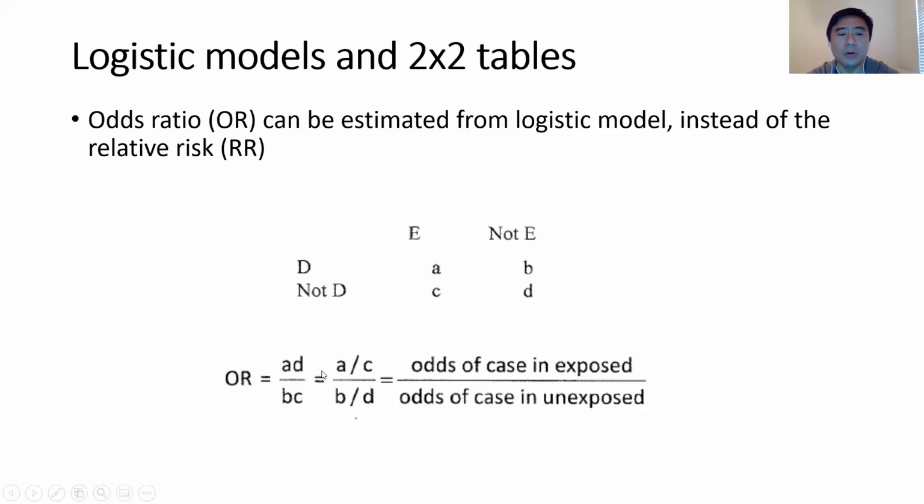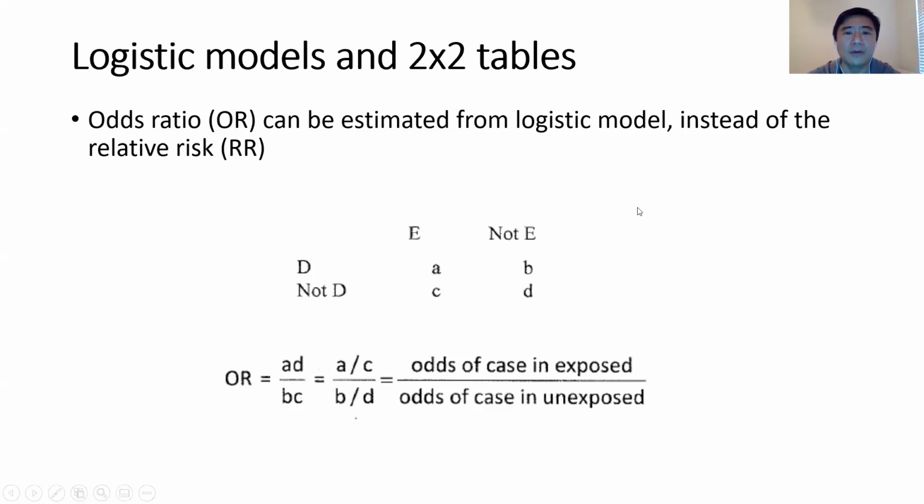And if you do simple math, this A over C over B over D can be simplified as A times D over B times C. You can see A times D is basically just the product of the diagonal of the 2x2 table if you do a configuration like this. And B times C is the product of the off-diagonal in this 2x2 table.